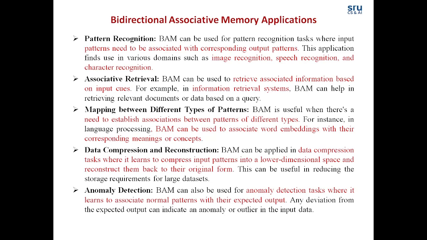Mapping between different types of patterns. Bidirectional associative memory is useful when there is a need to establish association between patterns of different types. BAM can be used to associate word embeddings with their corresponding meanings or concepts.